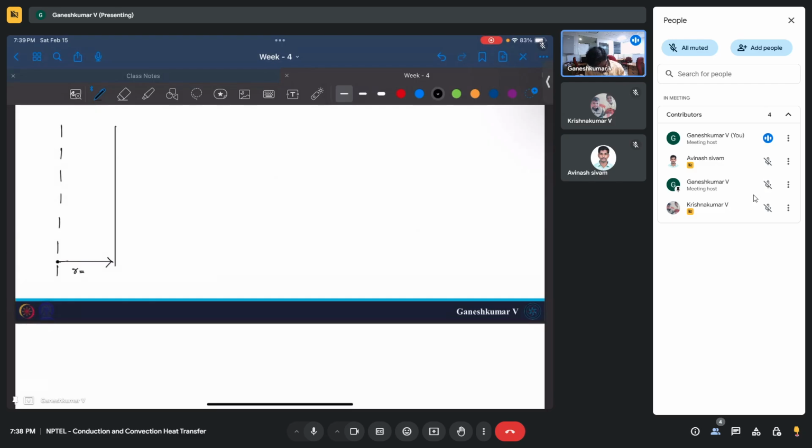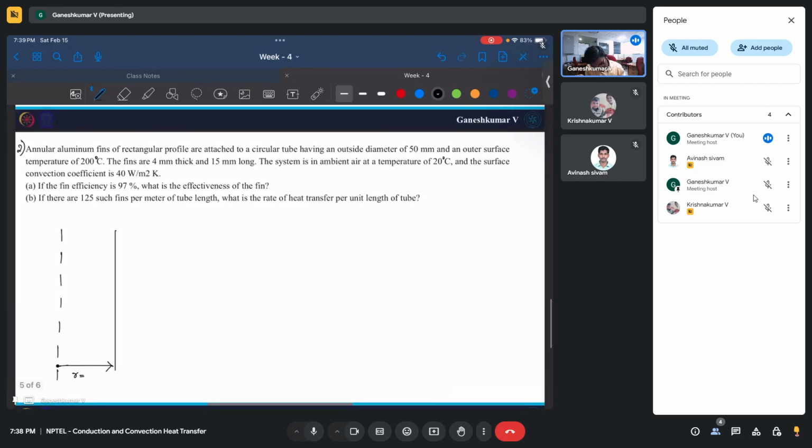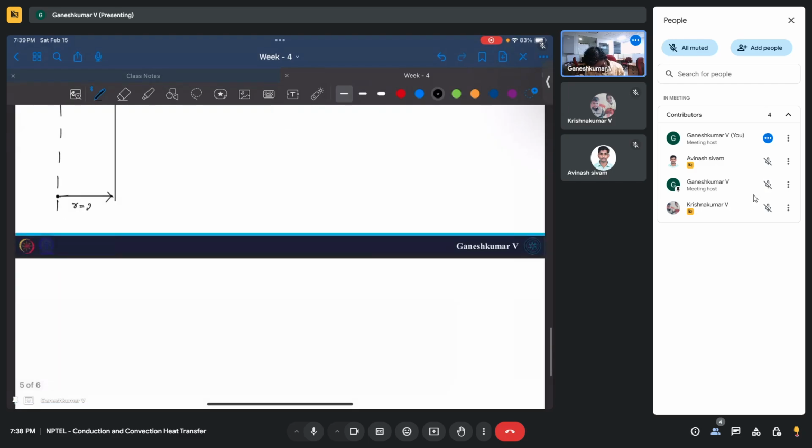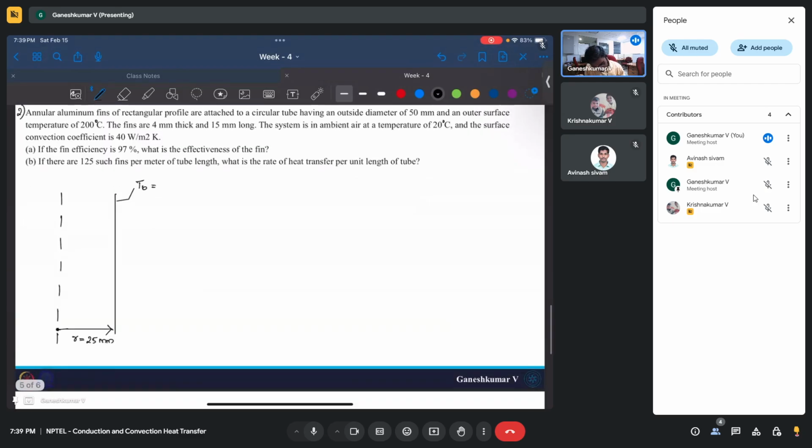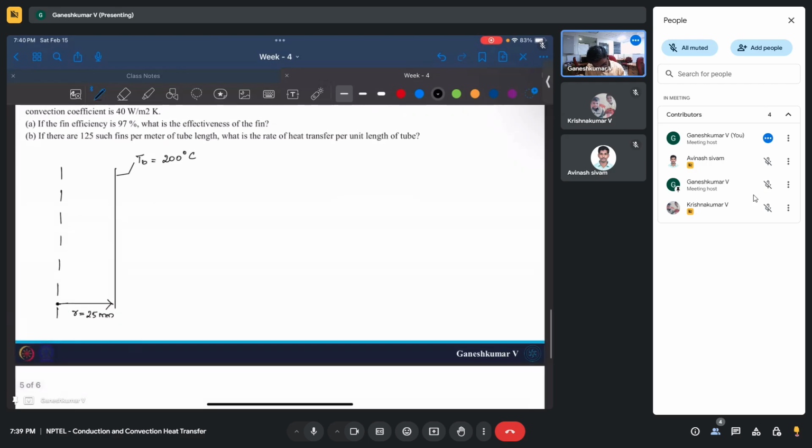This is the radius. So diameter is 50 mm, so this is going to be 25 mm. Okay, this is a circular tube, and its surface temperature is also given. So the surface temperature, or you can call it TB or TS, is going to be 200 degrees centigrade. Now we have a fin which is protruding out like this.